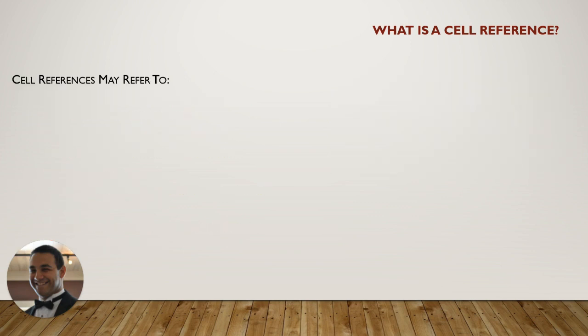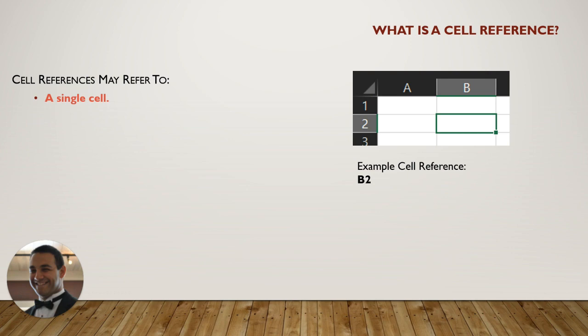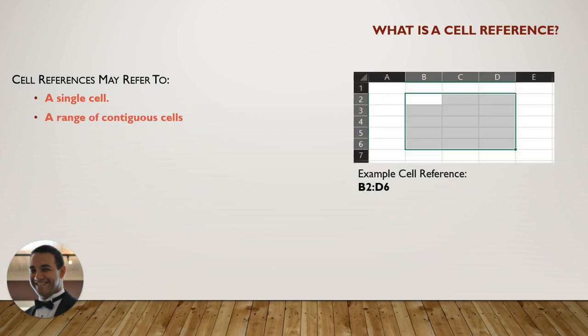Cell references can refer to a single cell, for example, B2, or a range of contiguous cells. In this case, the syntax you would use for a cell reference is the cell address of the top leftmost cell in the range, then a colon, and then the cell address of the bottom rightmost cell in the range.